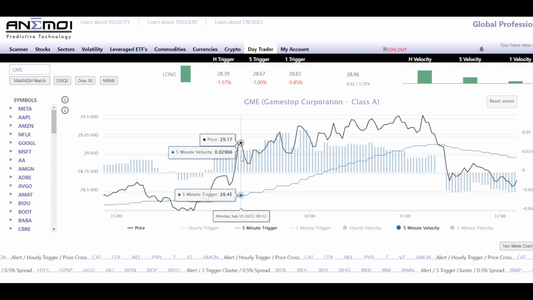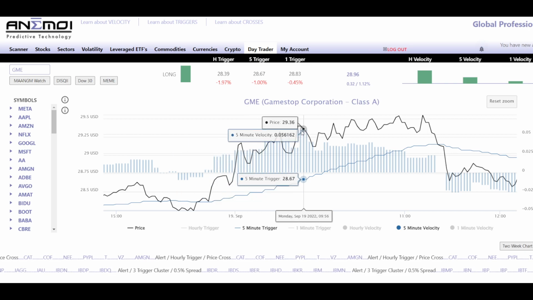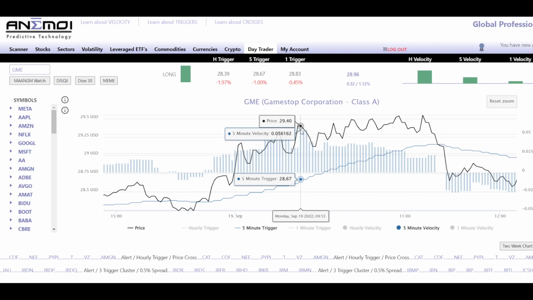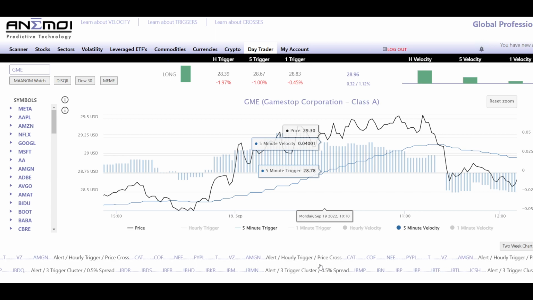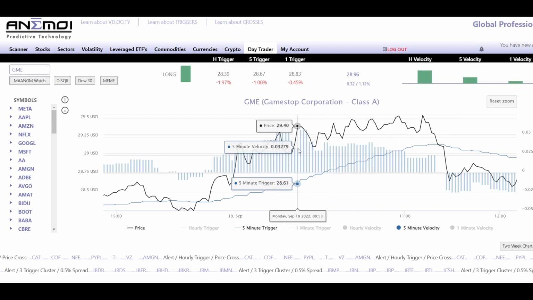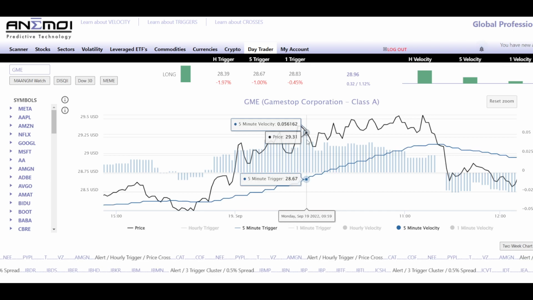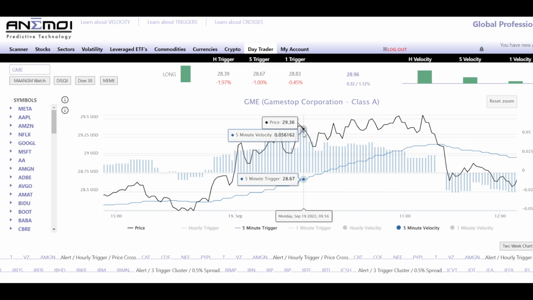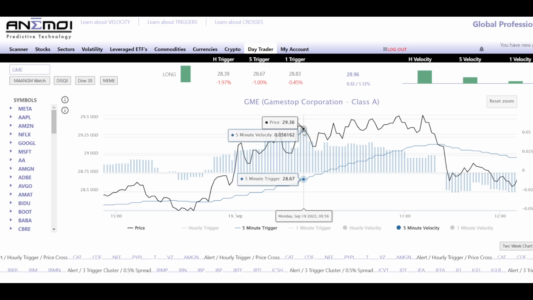29.17, and the velocity reading was 0.02. Okay, but the highest 5-minute velocity reading was right here, which was 29.40, and the velocity reading was 0.056. From what I showed you before with hourly velocity, any new high after this 5-minute print that doesn't make a print as high as this one, which is a 0.056, is called 1 bearish divergence.